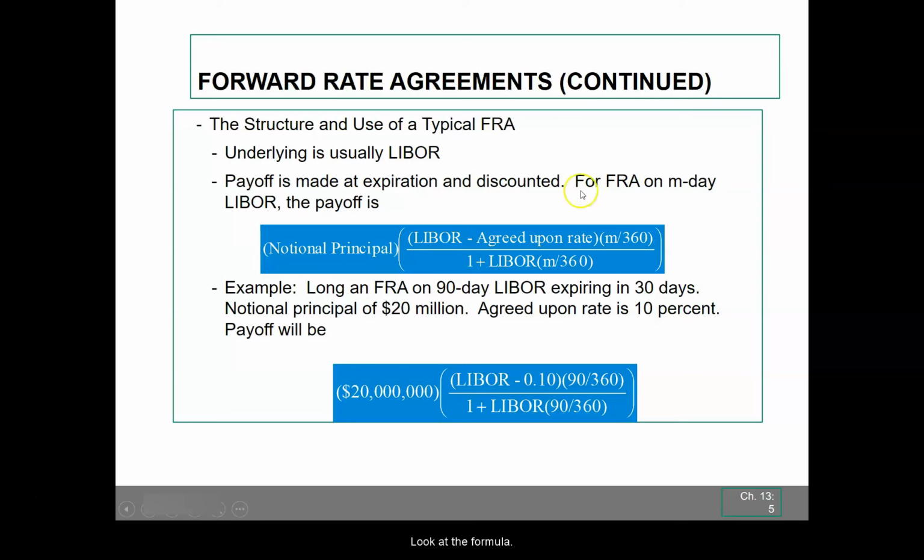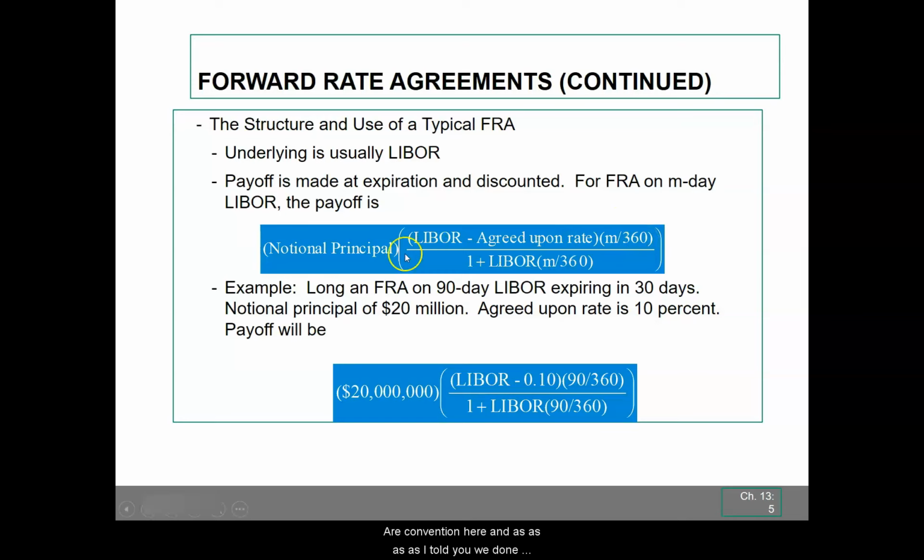Look at the formula here. Now we are comparing the LIBOR against the FRA rate, which is the agreed upon rate in the FRA agreement. And then we are multiplying this by M days, where M is the number of days of the loan, divided by 360, because we are using a 360 days year convention here.